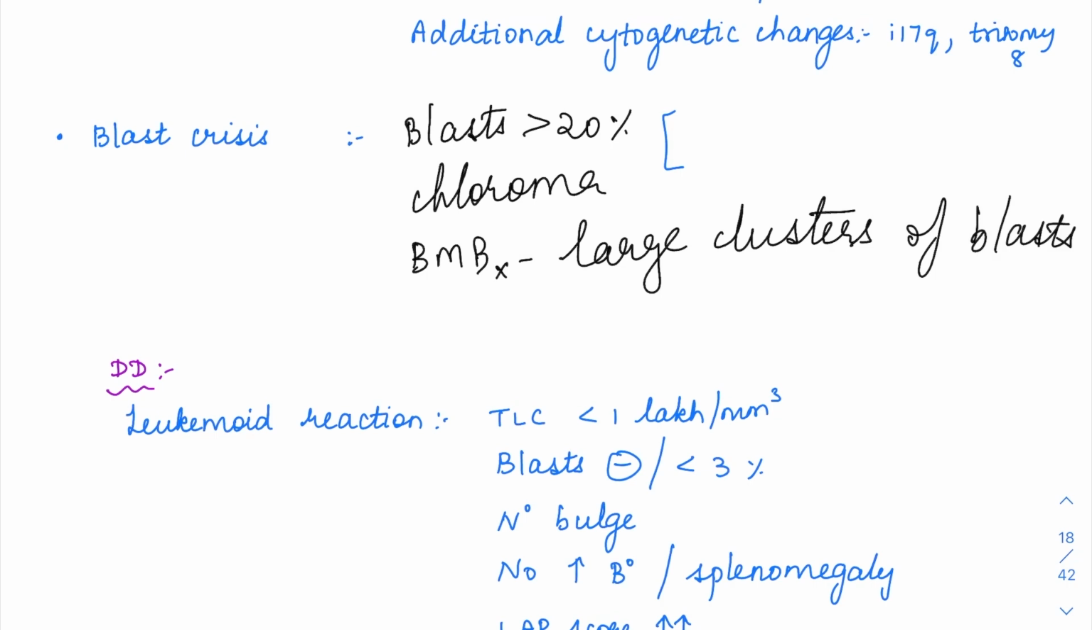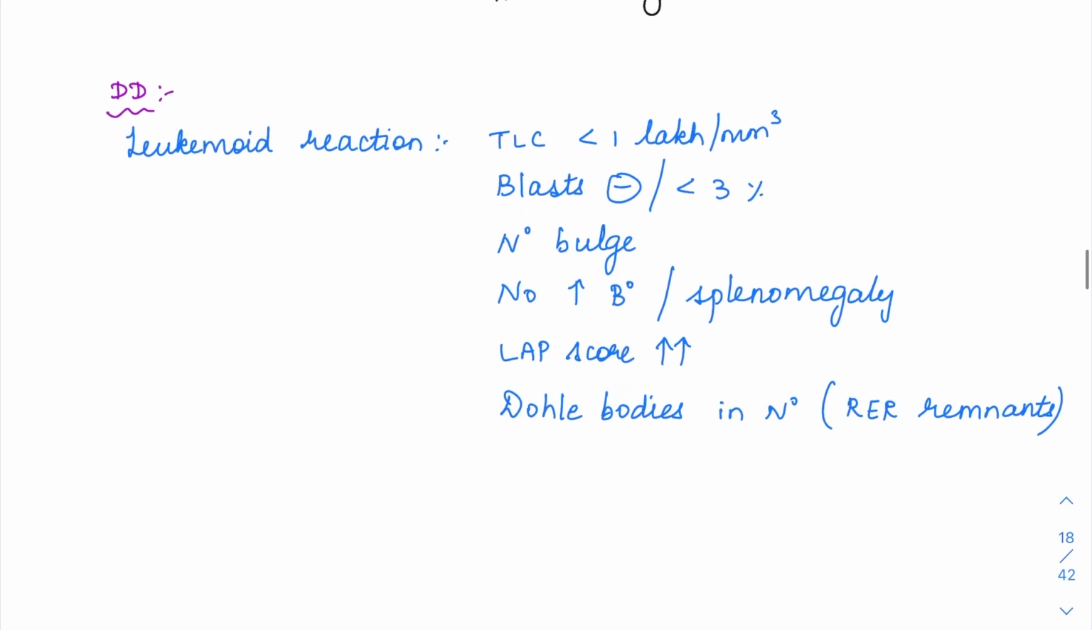And usually the blast crisis becomes acute leukemia, right? So of the acute leukemias, 70% of the time it is going to be AML, and 30% of the time it can be ALL. Okay, so don't think CML can only become AML. Both are myeloid, right? But 30% of the cases in blast crisis can transform into acute lymphoblastic leukemia as well.